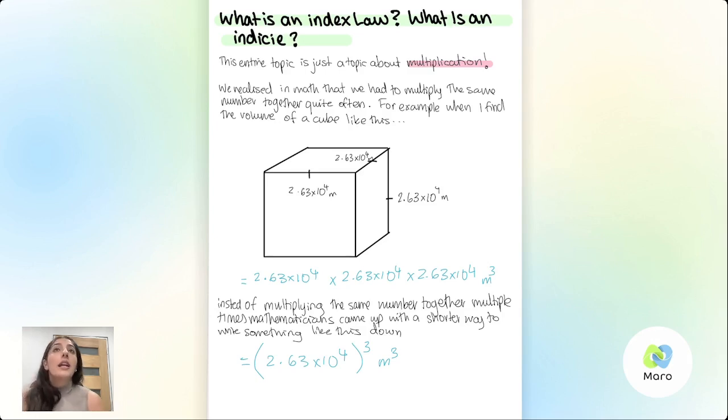So, now that we understand what an index is, to make this extra clear, indices are just a very shorthand way to multiply the same number together over and over and over and over again, okay? So now let's move on and look at the different ways we can use indices with algebra.